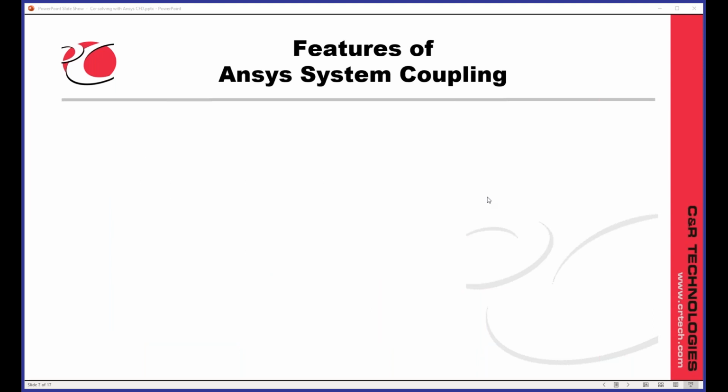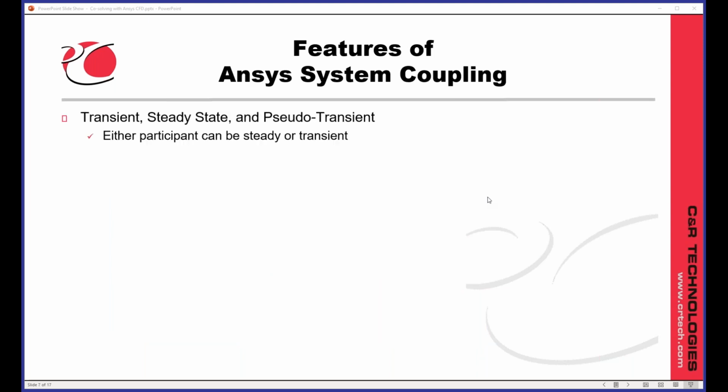So some of the features of System Coupling is that it can run in steady state, transient, or pseudo-transient. And by that, I mean transient means both Thermal Desktop and Fluent operating in transient mode, maybe both of them operating in steady state mode. Pseudo-transient means that one of them is in steady while the other is in transient, which, as you might imagine, is very convenient, especially running maybe steady CFD with transient Thermal Desktop.